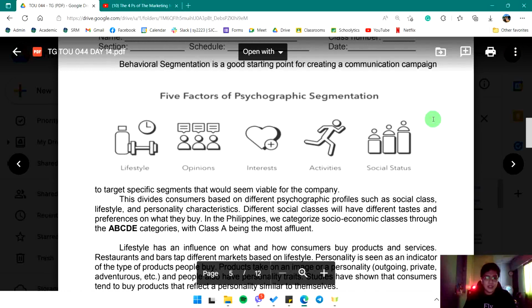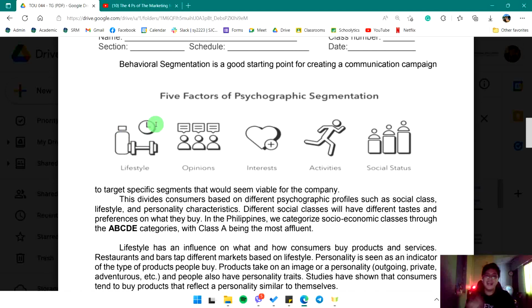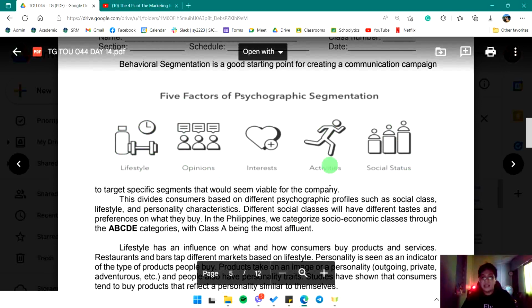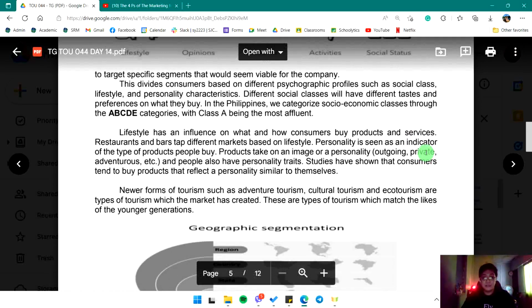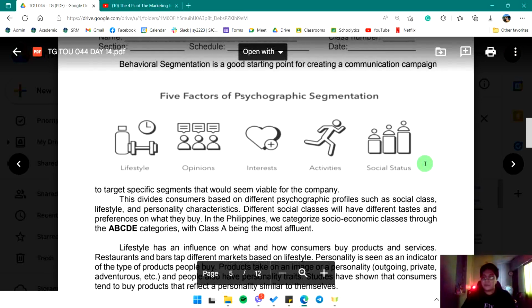So, pag-uusapan natin dito kung paano nag-iisip yung mga market natin, kung ano nga ba yung mga lifestyle or kung ano yung lifestyle na kanilang ginagawa sa pang-araw-araw, yung mga iniisip nila na kailangan nilang gawin every day, their opinions, their perspective on certain things, their interest, of course, kung ano nga ba yung mga hilig nila at mga hindi hilig, activities na ginagawa nila in their lifestyle, and their social status. Pag-uusapan din po natin. So, madali lang naman ito, no?